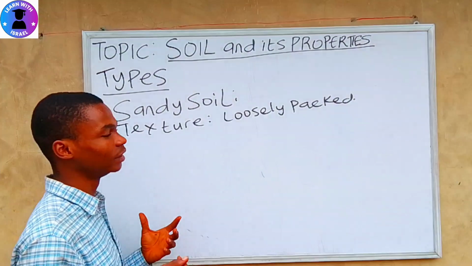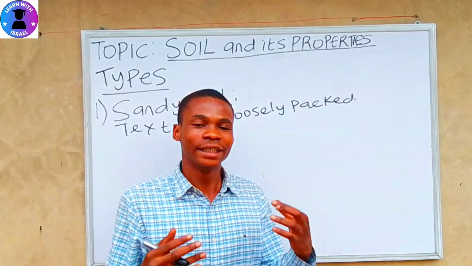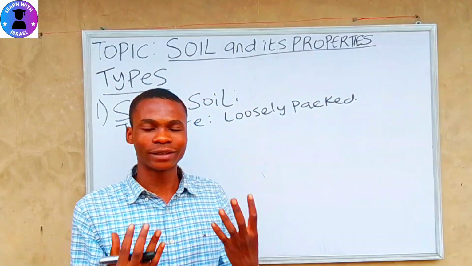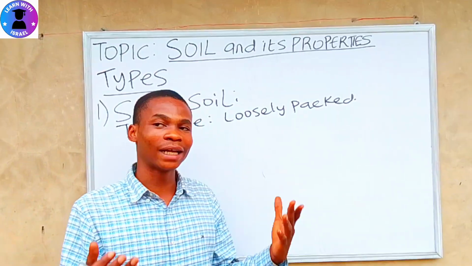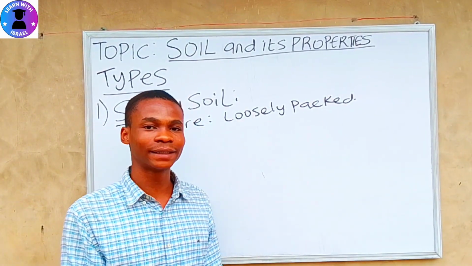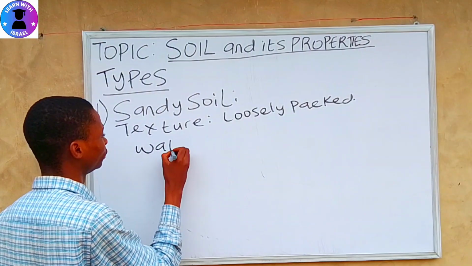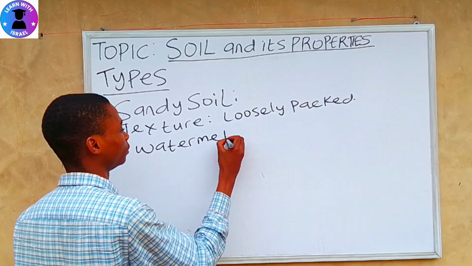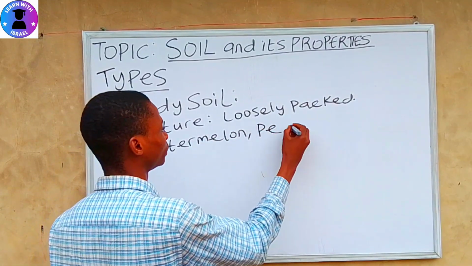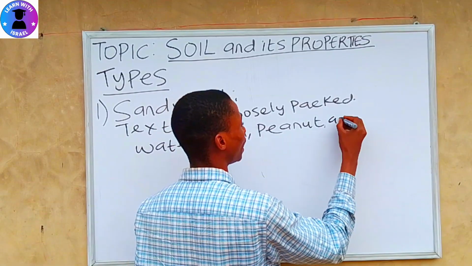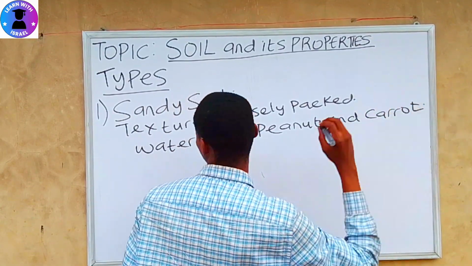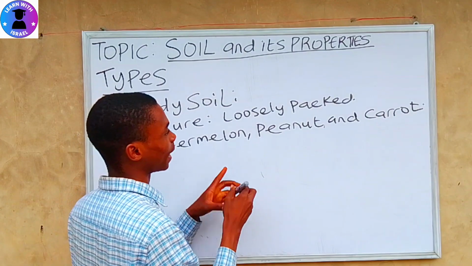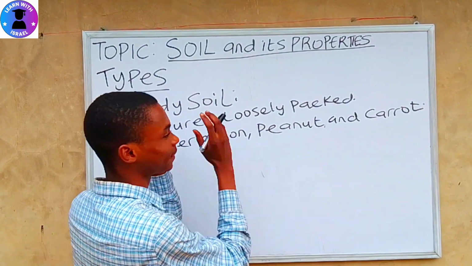Sandy soil drains quickly. It cannot hold water for long. So sandy soil is best for planting crops like watermelon, peanuts, and carrot. So these are the crops that go well with sandy soil.